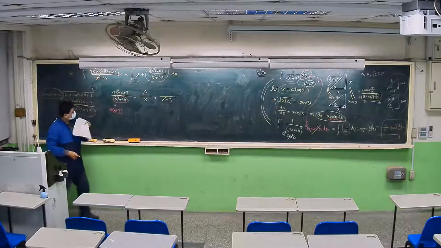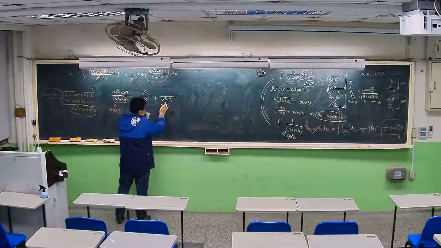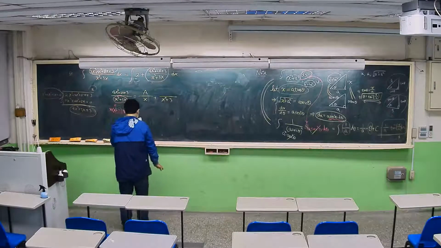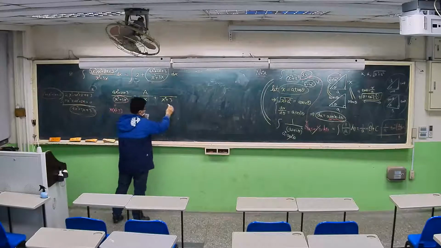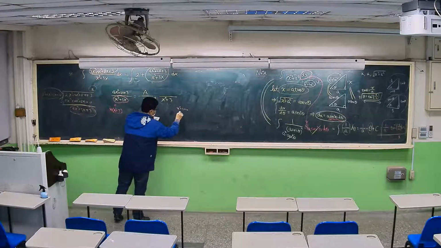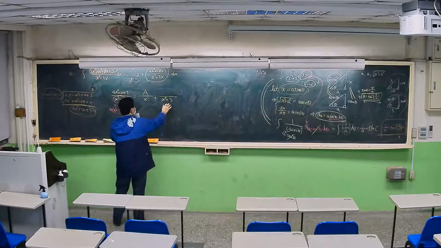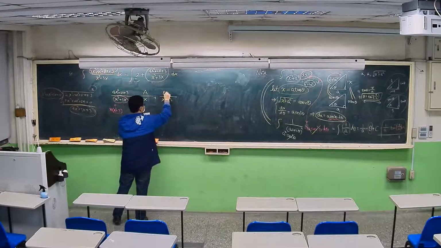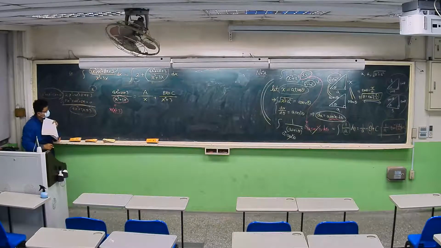Let me write this down for x squared plus 3. This is an irreducible quadratic. If you check its discriminant, b squared minus 4ac, it's a negative number, so it doesn't have any real root. So it's an irreducible quadratic form. The degree is 2, so we could label the numerator by Bx plus C. But now we should figure out the constants A, B, C.